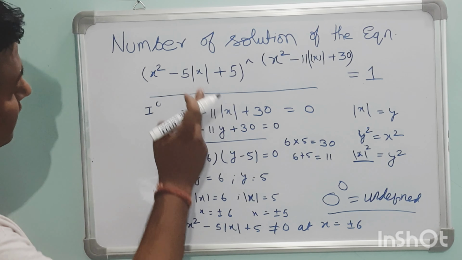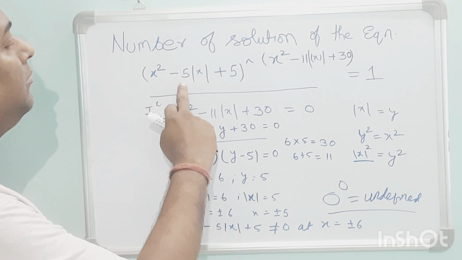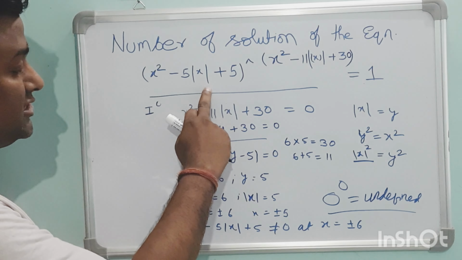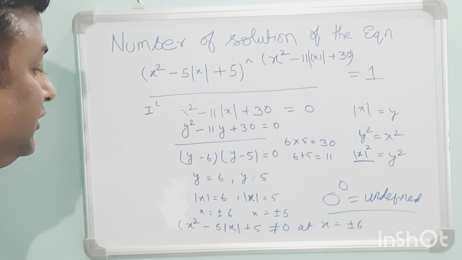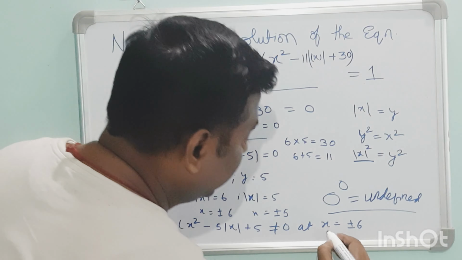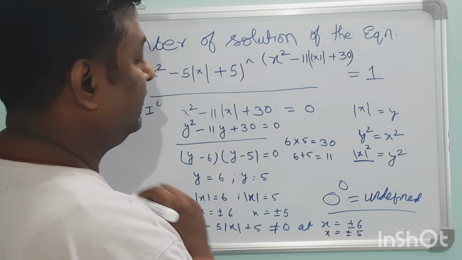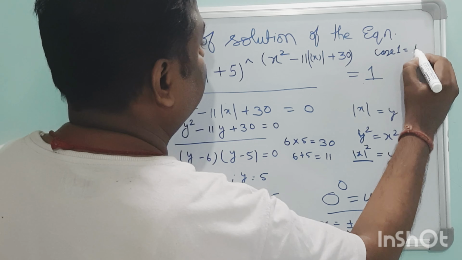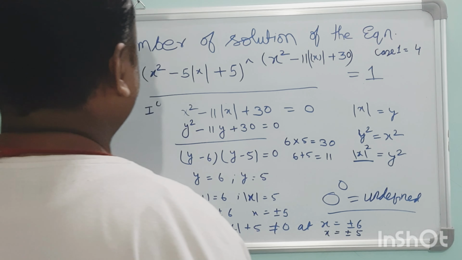If we put 5 here in place of x, this becomes 25 minus 5 into 5, that is again 25. So this 25 minus this 25 gets cancelled, plus 5, so this is a positive number. For minus 5 I am not checking, you can check it. So from here I get minus 5 also as a solution. So for case 1, I got 4 solutions. Now we will look into case 2.